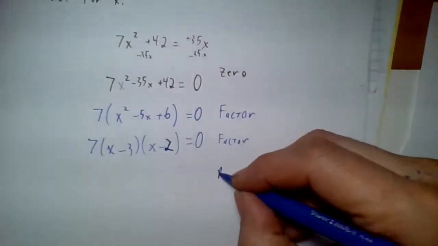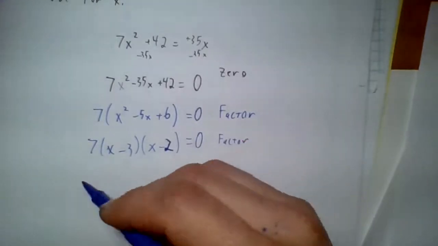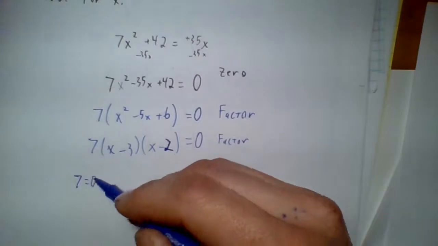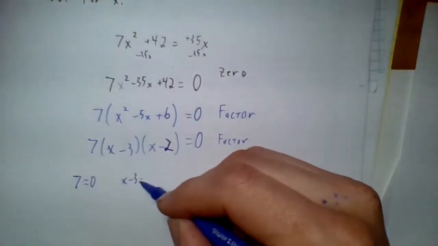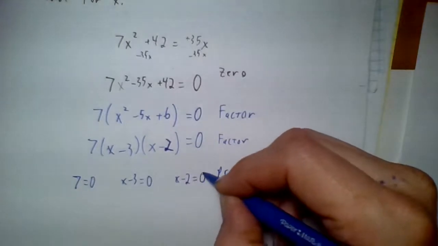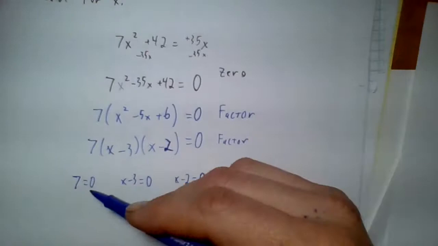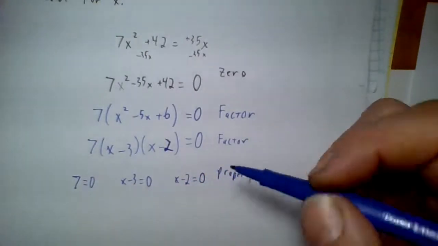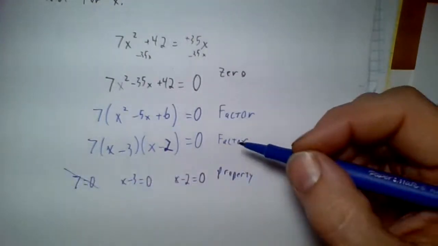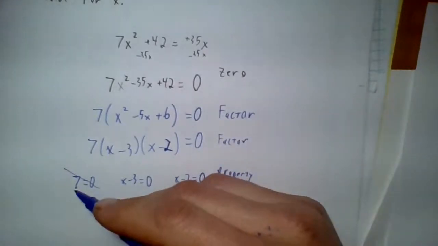And then the property says one of these factors has to equal 0. So either 7 equals 0, or x minus 3 equals 0, or x minus 2 equals 0. Every factor I got to think about right here. But if you're saying, well, 7 equals 0 is just nonsense, you're right. That doesn't happen. There's no solution to that. That's just never true. So there's no solution there.